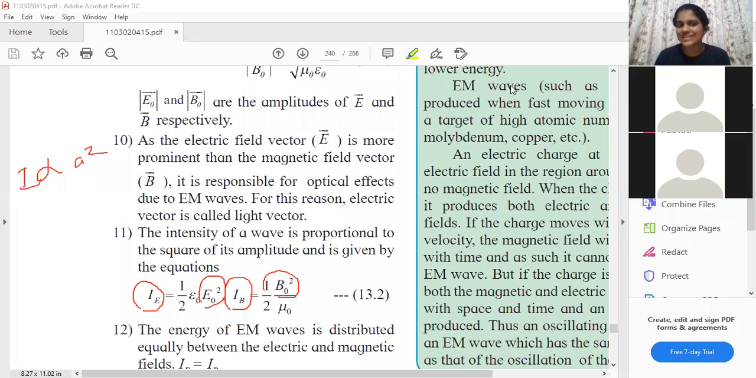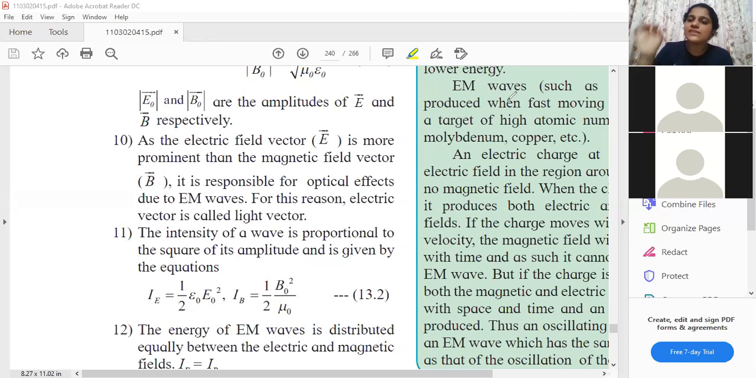I think this much is easy to understand. But we all know that as soon as we remove the proportionality sign, a constant comes into the picture. Normally we write K, denoting some variable, because we don't know what the constant is. But here we know, and that is the reason they have directly given the final equations. So for the electric field intensity, the proportionality constant is epsilon naught by 2, or half into epsilon naught. And for the magnetic field, the constant is 1 upon 2 mu naught.